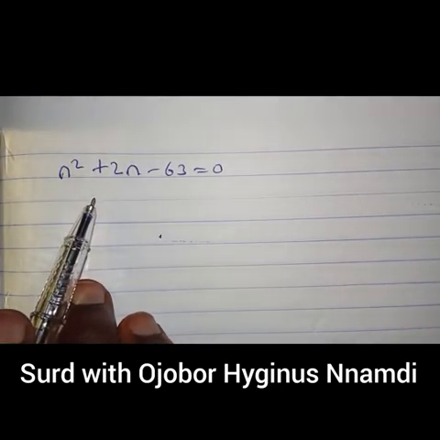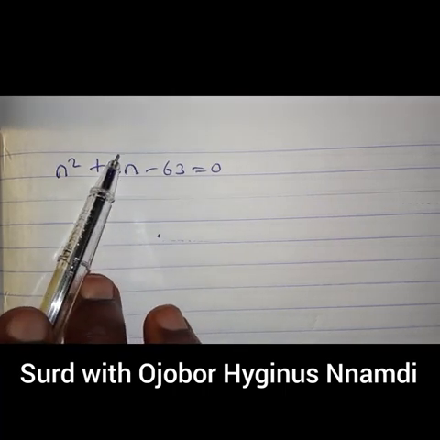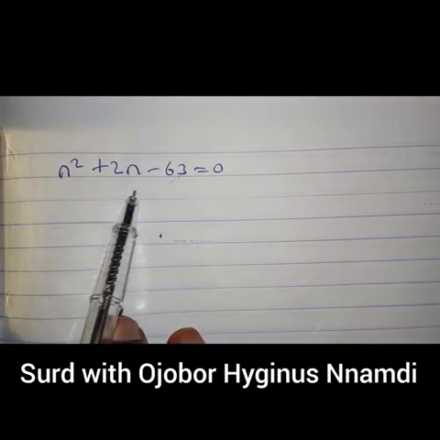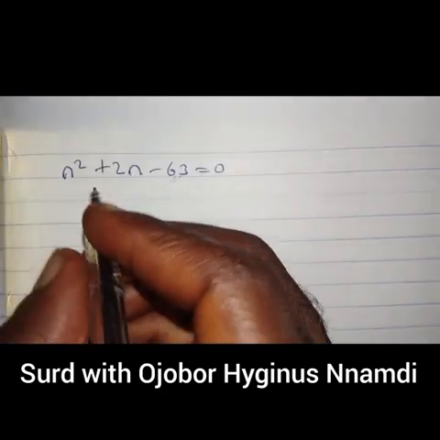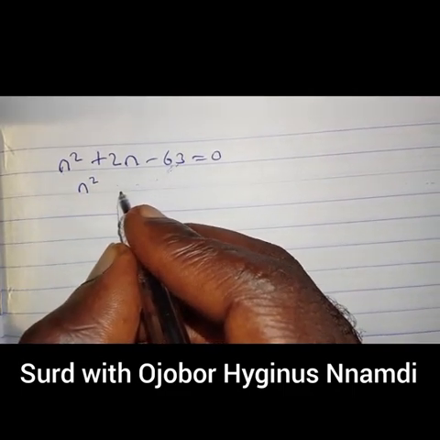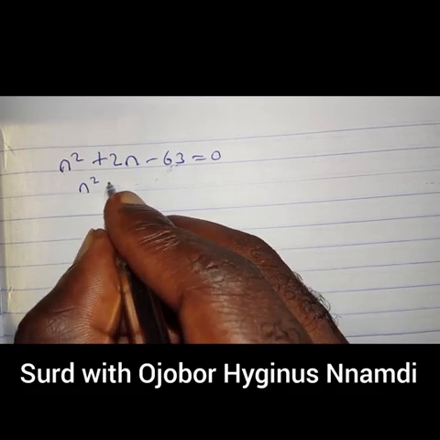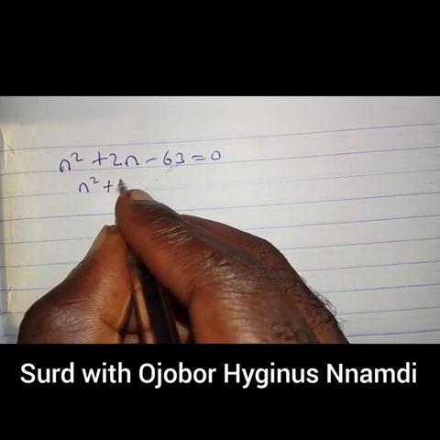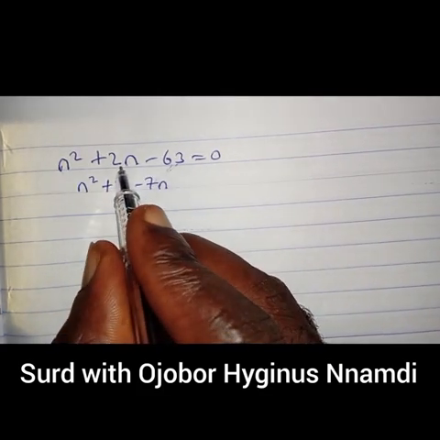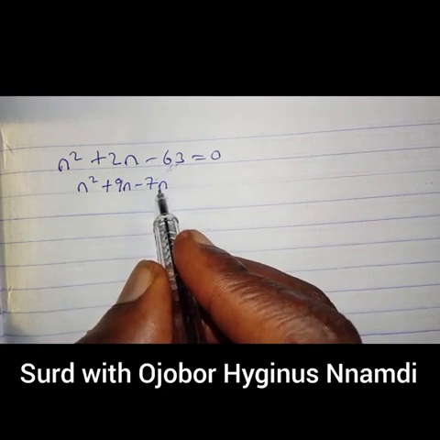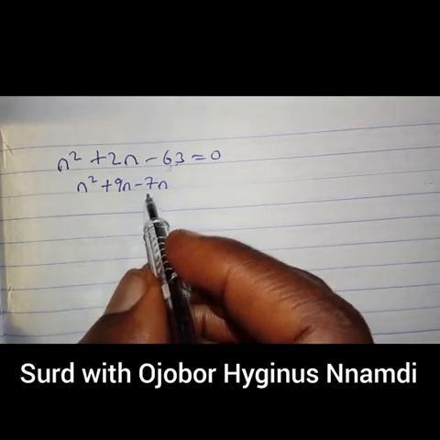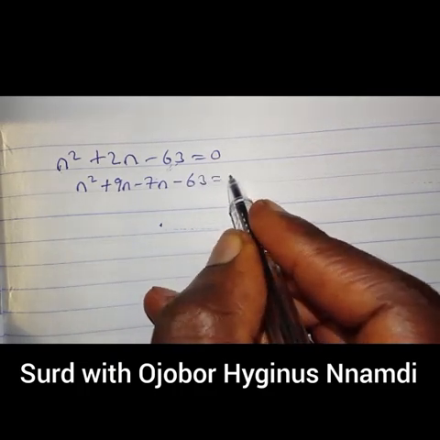If I use the method of factorization, where we look for two digits that if you add they give you 2n, and when you multiply they give you minus 63n squared, these two digits will be plus 9n and minus 7n, because if I subtract 7n from 9n, I'll get 2n. If I multiply 9n times minus 7n, I'm going to get minus 63n squared. So that will work.